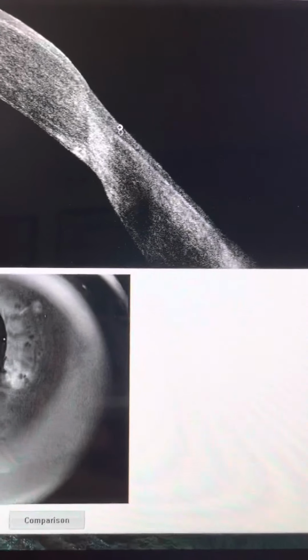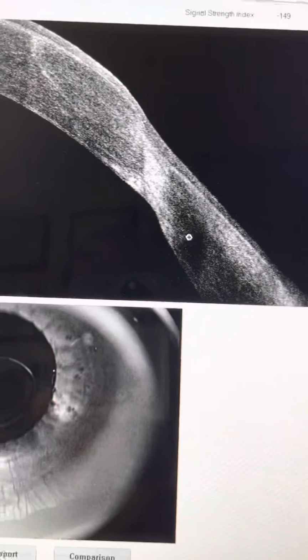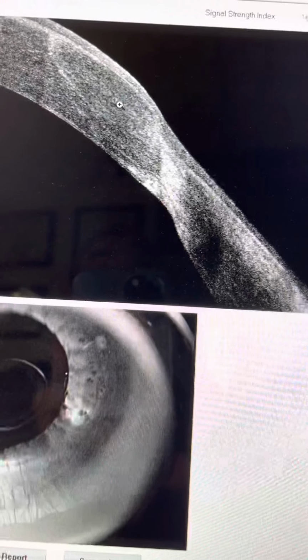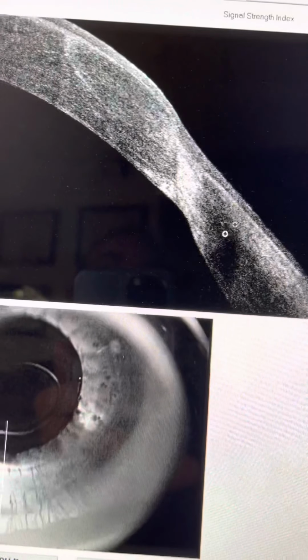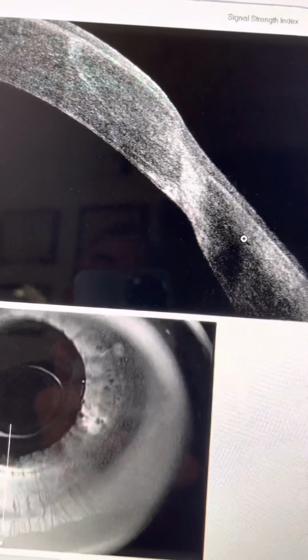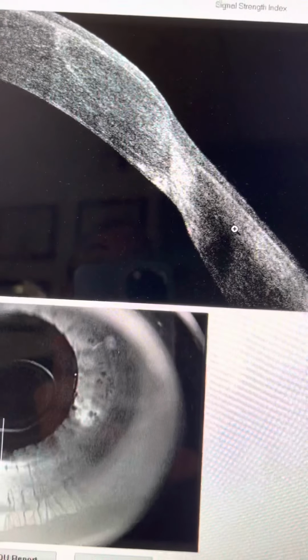We're gonna see some more sections. This is the 6 o'clock position. Again, you can see how this area, the graft centrally, the host peripherally. We can see the host was thin to begin with because obviously this was a keratoconic eye and it was thinner inferiorly than the host that was used.